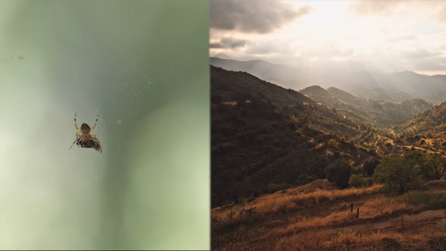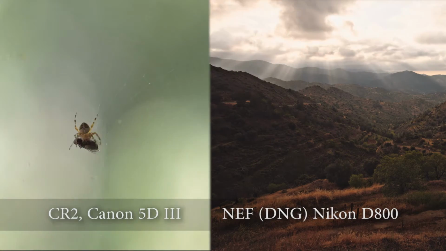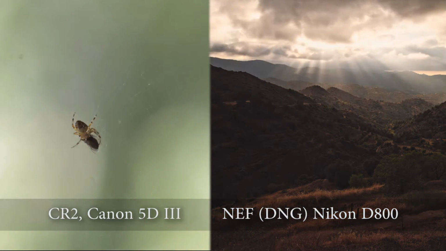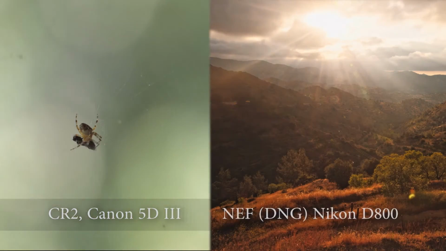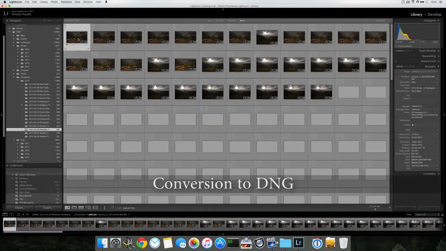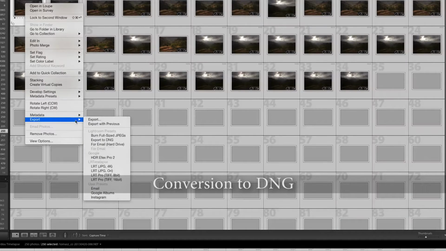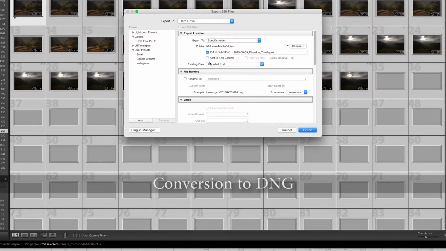So we're gonna be working with two sequences. One is a CR2 sequence coming from a Canon 5D Mark III and the other one is an NEF sequence coming from a Nikon D800. So first of all, let's convert NEF files into DNG using Lightroom. Let's select all the frames, right click and export as DNG.